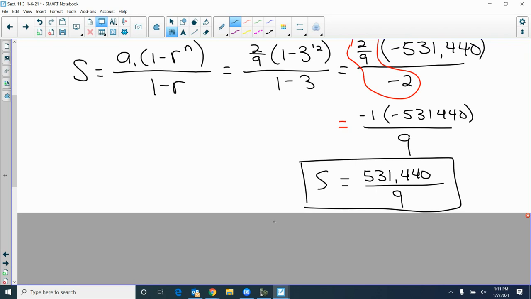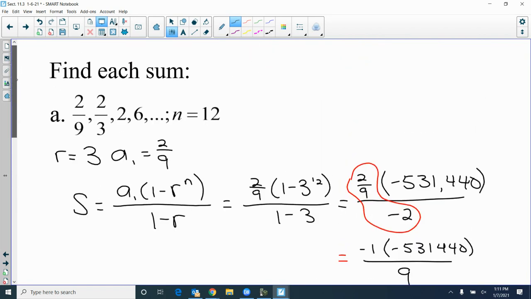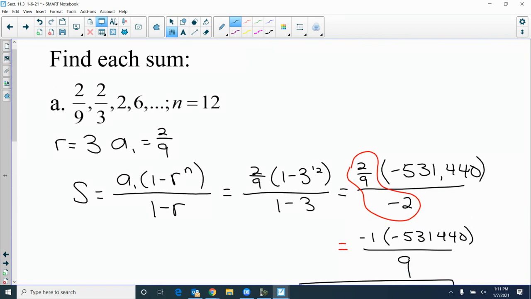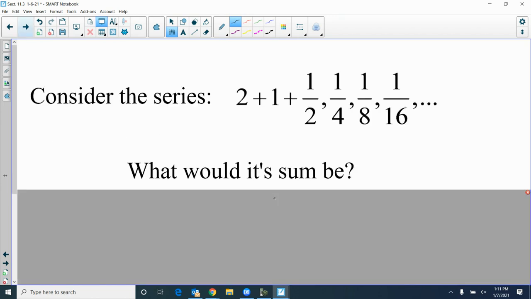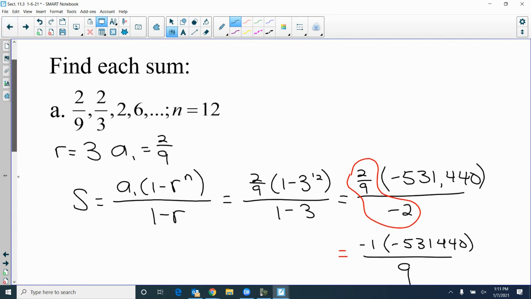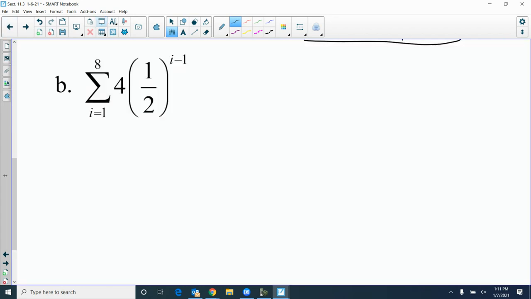Okay, this is geometric after testing it. You got to test it. I figured out, all right, r is 3, first term is 2/9. Not every sequence is guaranteed to be geometric. Whoops, hold on. The second one here. All right, if you're given it in that format, go ahead and write that down.